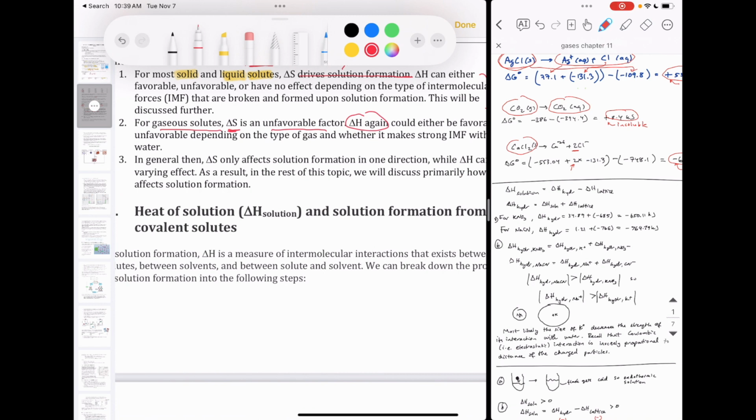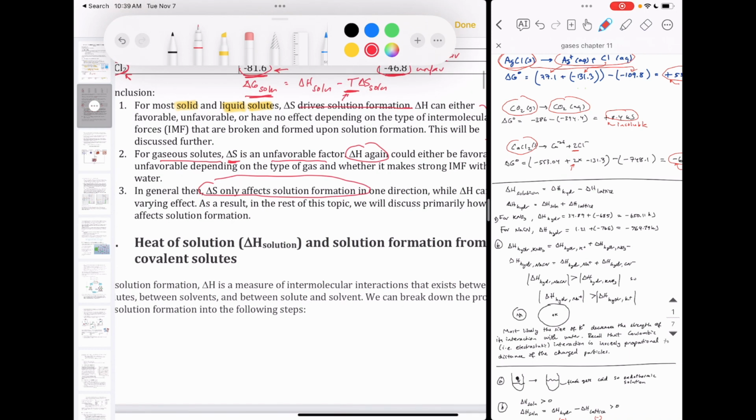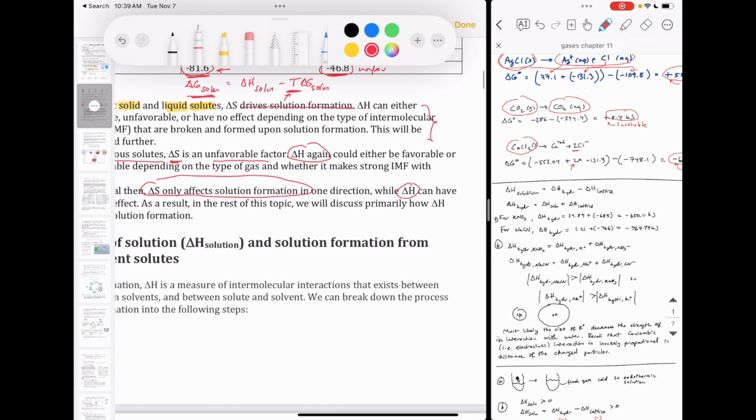And then lastly, what we can say is that delta S is typically pretty predictable in terms of how it affects solution formation. So when you're dealing with solids and liquids, the delta S of solution is favorable. When you're dealing with a gas, the delta S of solution is unfavorable. So a lot of whether a solution forms or not really depends on the delta H of solution, okay? And delta H of solution could be positive, could be negative, could be zero, and that depends on what kind of solvent and solute we are mixing together.